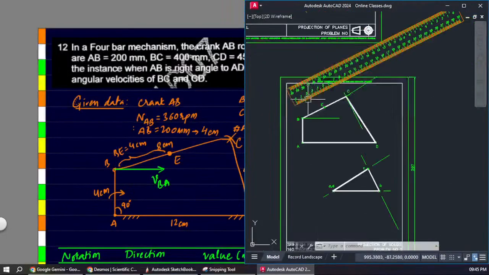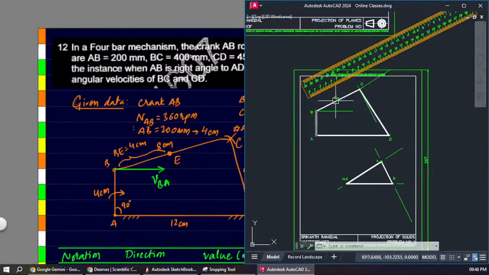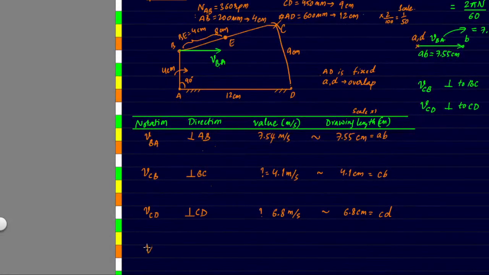He has asked us to find the velocity of this point E. Fine. If you want to find the velocity of E, we have to find it from the fixed point A. So we have to find the velocity of E with respect to A. In the velocity diagram, this will be represented as AE. But how to find the point E?